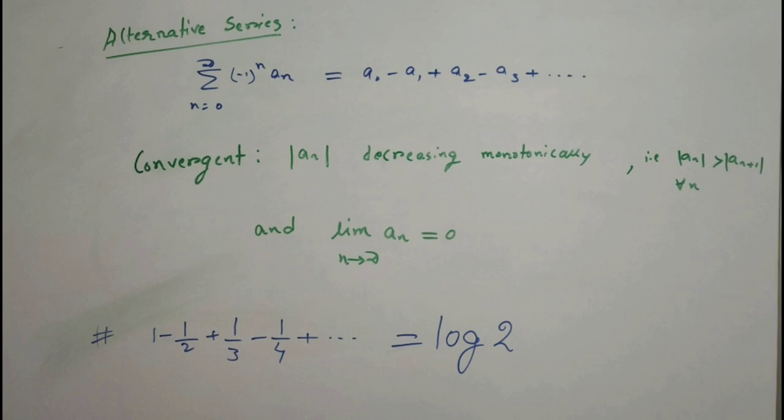And here we can see that 1, 1 by 2, 1 by 3, 1 by 4 are in decreasing order, and the limit of the nth term is 0. So it's satisfying both the conditions. So it must be a convergent series, and we can see that it's the formula of log 2. So it's actually converging to log 2.